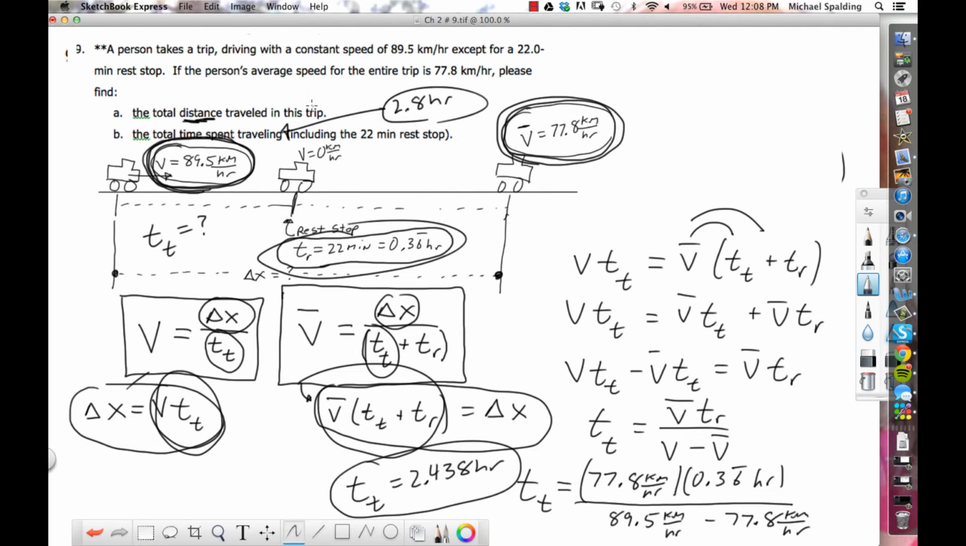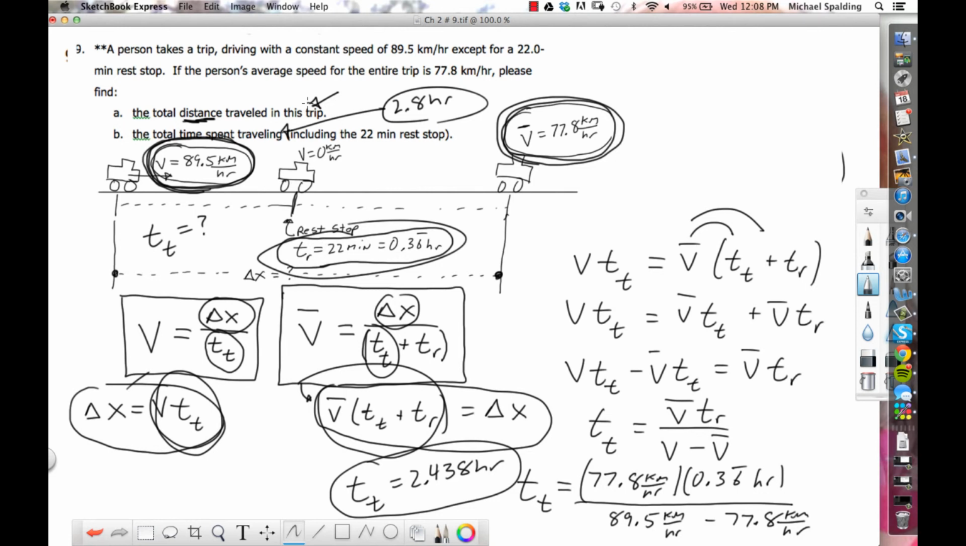Now, how do we get part A? Wait, that wasn't part A? Well, we came out with the time first, which was part B. And that's a good thing to mention. When you're doing physics, sometimes it's easier to do part B before part A. Could we have solved for part A first? Solve for the delta x? You could have, but the way I did the algebra, I came out with time first.